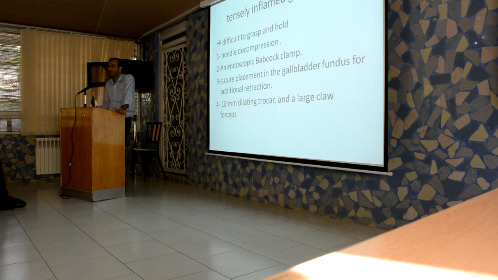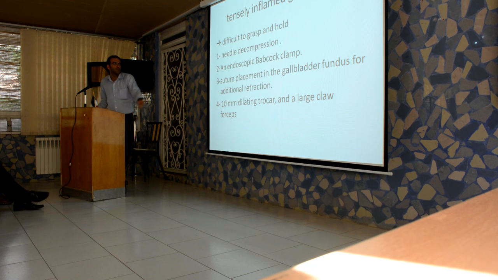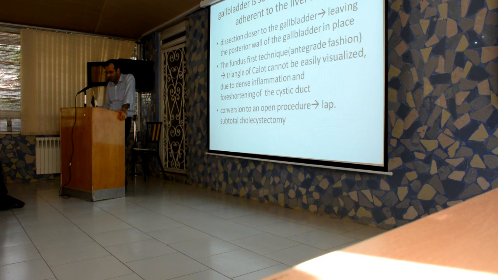Another difficult gallbladder is the anatomic one. A thick, inflamed gallbladder is difficult to grasp and pull. For resolution, decompression or needle aspiration is needed, then grasp. Or suture placement in the gallbladder fundus for additional retraction. Or a 10 mm dilated trocar and large claw forceps for grasping the inflamed and thick gallbladder.